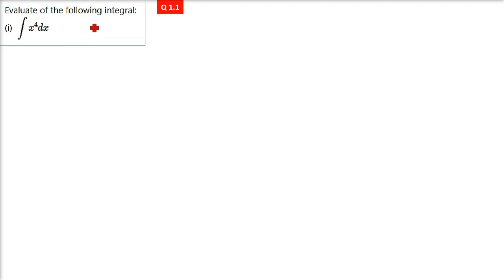Evaluate the following integral. Now you need to be very careful and attentive. Why? Because this will start, the first ball in cricket is the decider of the whole match. So this is the first question, and of all the exercises which are going to come, this is a very big chapter. So integration of x raised 4. There is a dx also involved, so we are integrating with respect to dx.